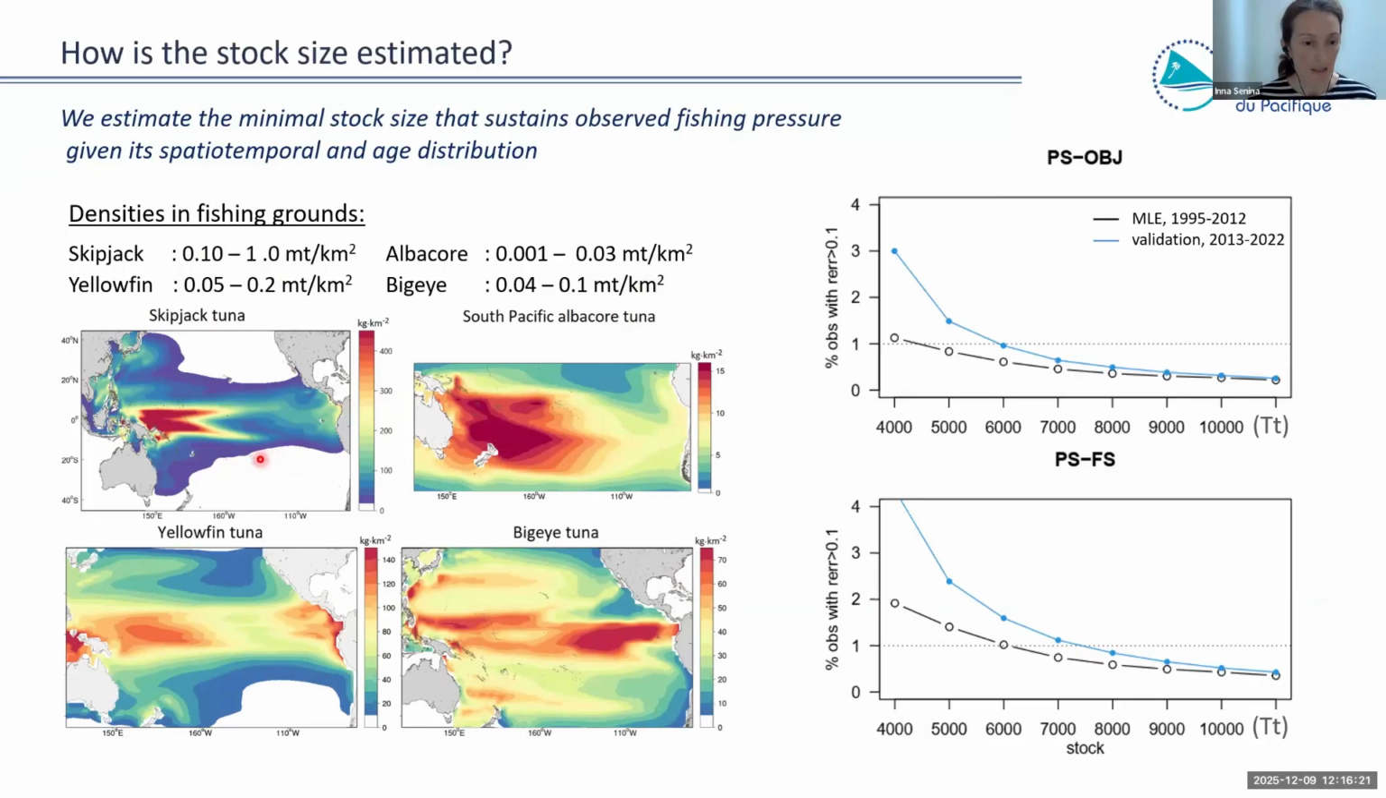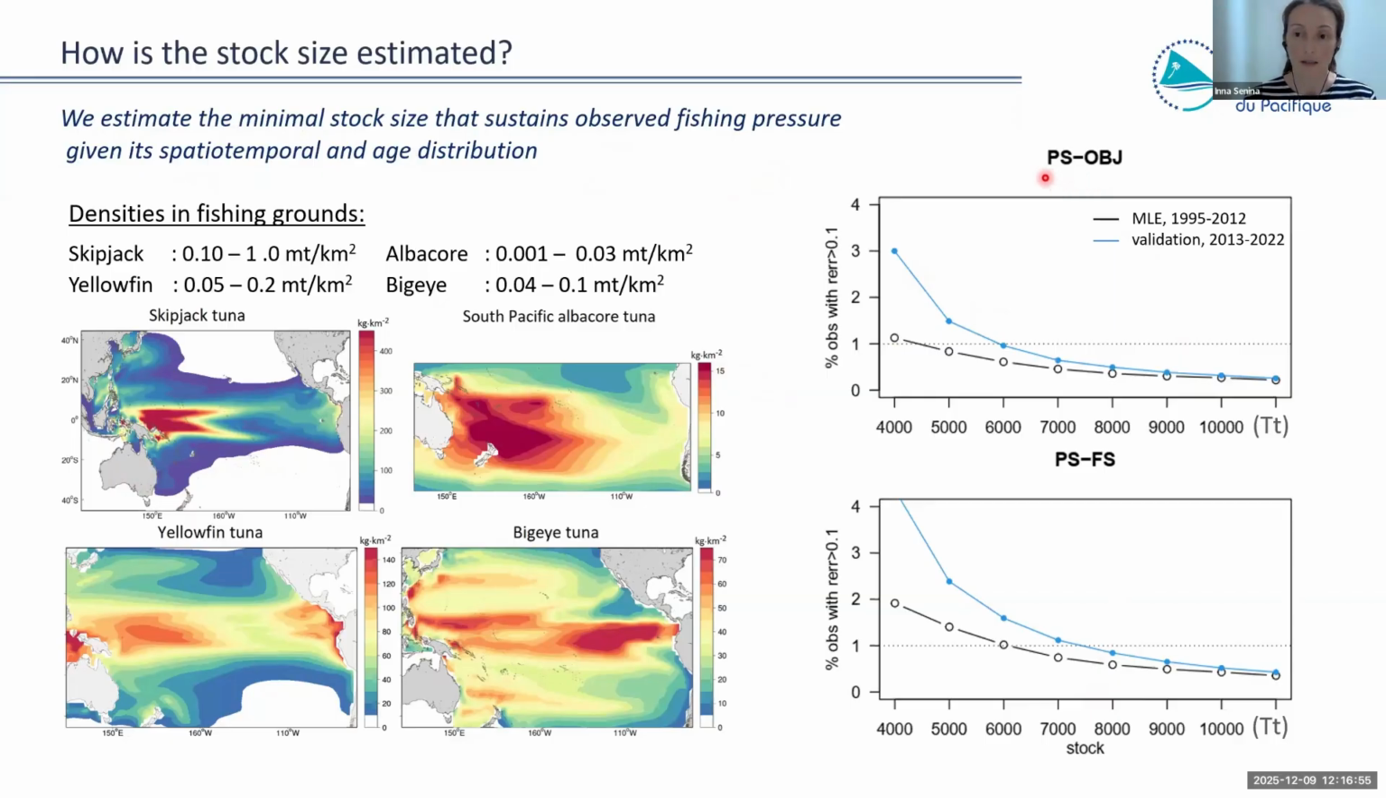So actually, if we don't make any assumptions about the stock recruitment relationship, about the reproduction rate, then we cannot estimate the optimal stock. What we can estimate is the minimal stock size that sustains the observed fishing pressure, given its spatial temporal age distribution. For example, here I added 2 plots to illustrate this approach.